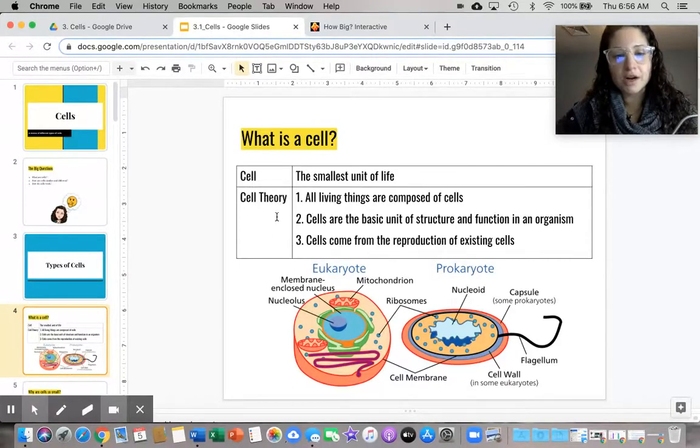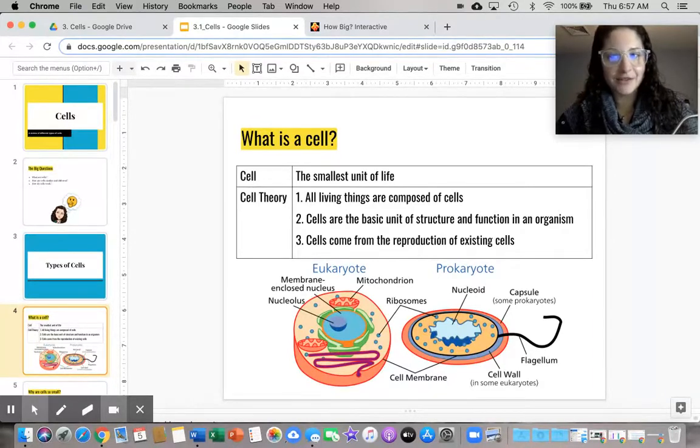So the third part of cell theory is that cells come from the reproduction of existing cells. So this is sort of like a chicken and an egg scenario, which came first, the chicken or the egg. But the idea is that all living things have to come from other living things. So when we create more cells, that new cell has to come from an already existing cell. We're not going to get into where the first cell was created just yet. We will be doing that later this year when we look at the topic of evolution.